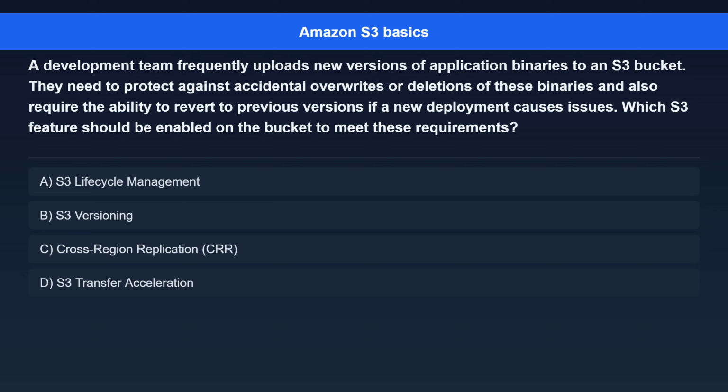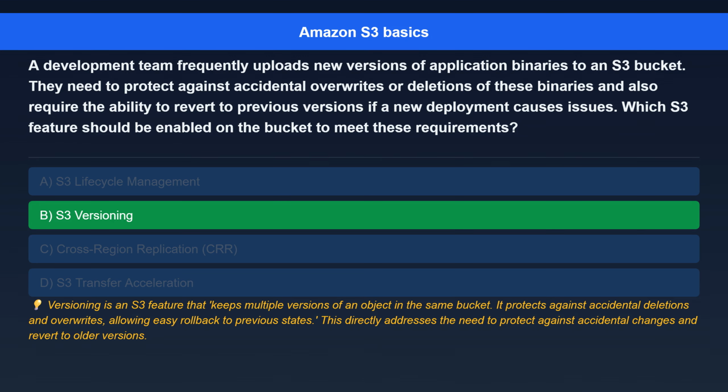Which S3 feature should be enabled on the bucket to meet these requirements? Option A. S3 Lifecycle Management. Option B. S3 Versioning. Option C. Cross-Region Replication, CRR. Option D. S3 Transfer Acceleration. The correct answer is S3 Versioning.